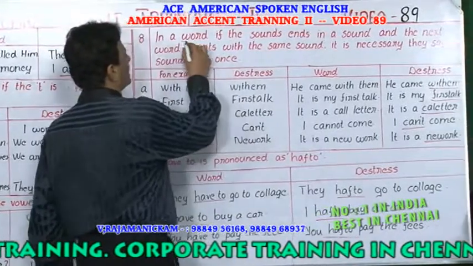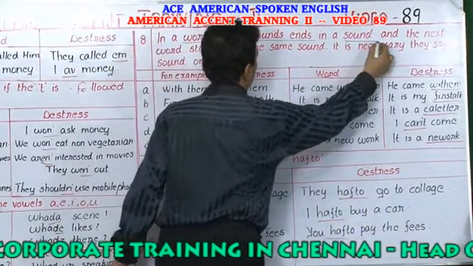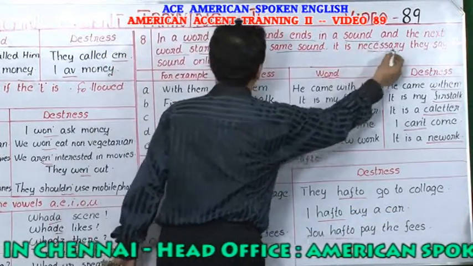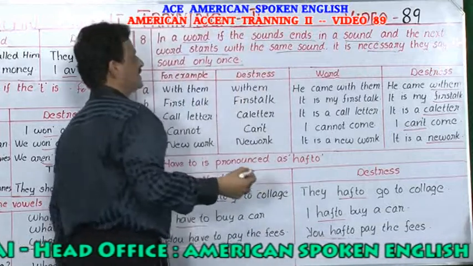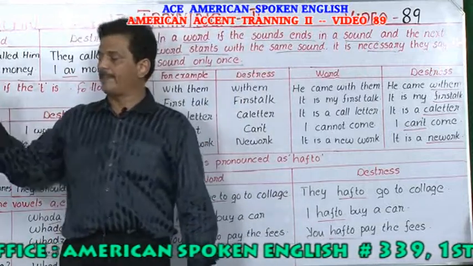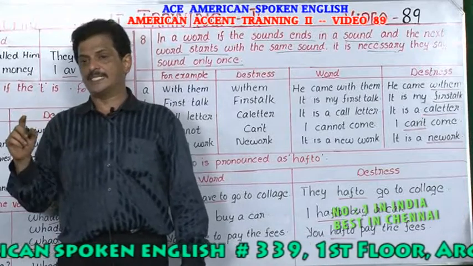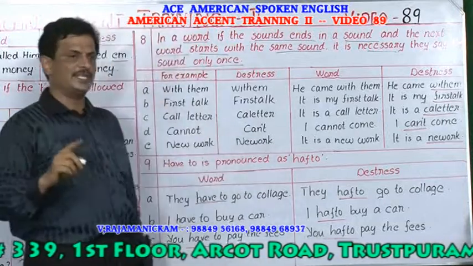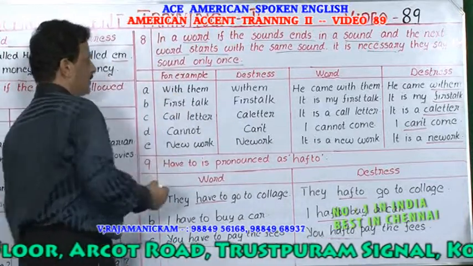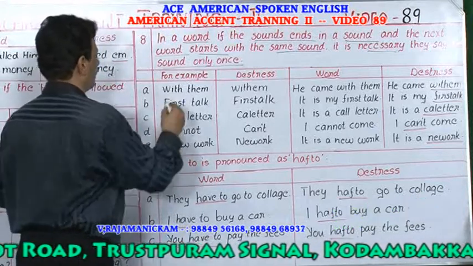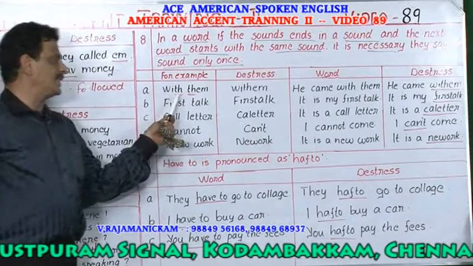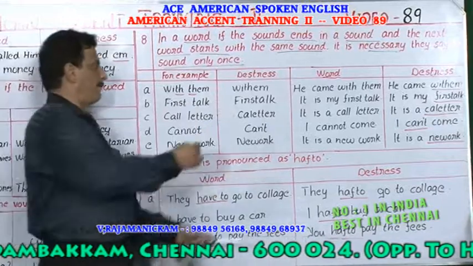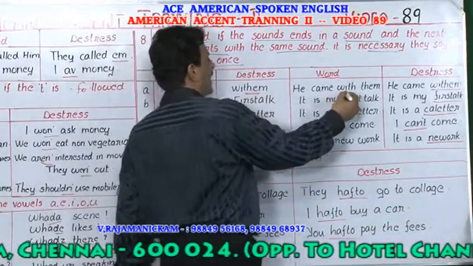In a word, if the sound ends in a sound, and the next word starts with the same sound, it is necessary to say the sound only once. For example, "with them." It ends with the th, and the next word starts with the th. So it is necessary to say it only once. "With them" changes into "wi-them." Only one th is enough to be pronounced. For example, he came with them.